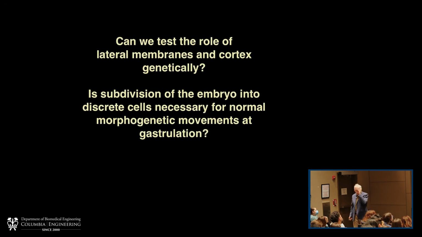So that means that, well, are membranes important for anything? Now, that would be a crazy question to ask, because we have an embryo with 6,000 cells, and each of those cells is separated by membranes. But is the subdivision of cells necessary for morphogenetic processes in the fly embryo?